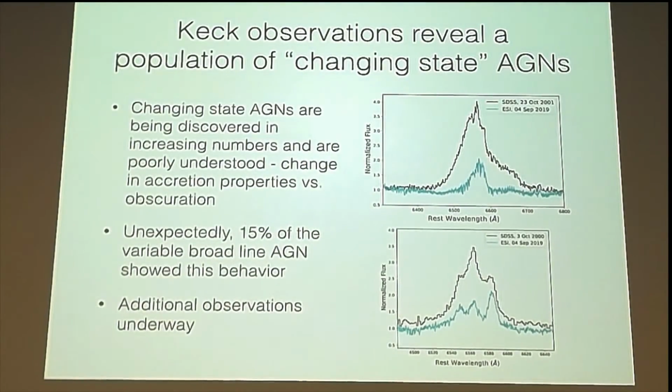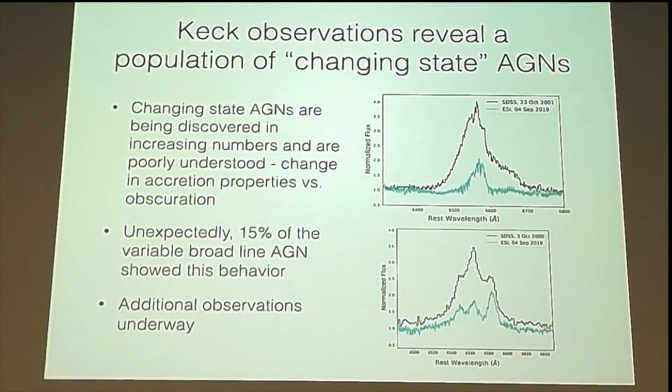So we are beginning to discover these so-called changing-state AGN in increasing numbers. These are galaxies where we see really drastic changes in their broad emission lines on relatively short time scales, less than 20 years. We don't usually expect to see these kinds of changes on such short time scales, but there's something drastic happening, either in terms of accretion properties or obscuration, that's causing these changes.